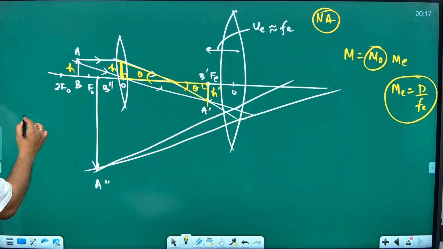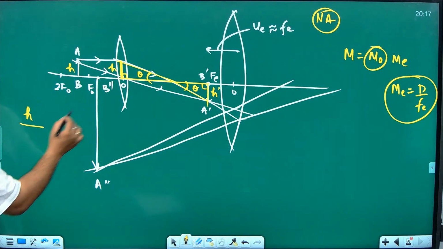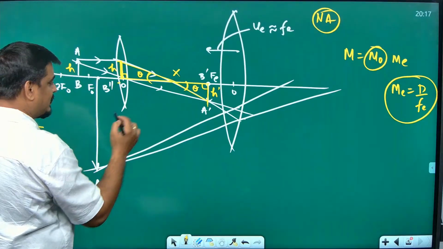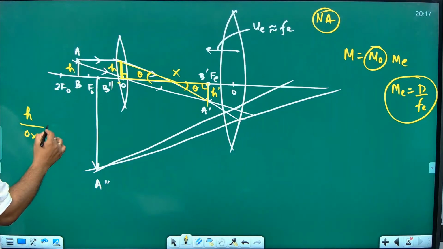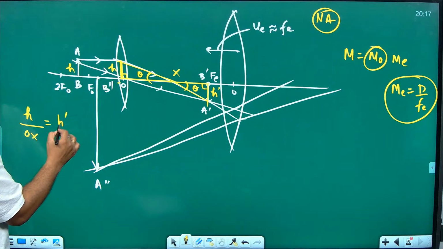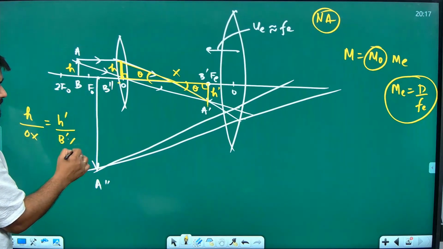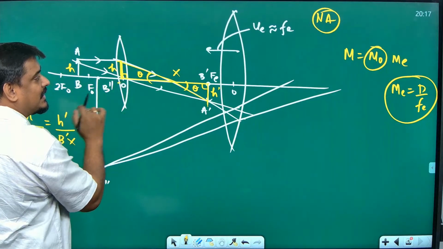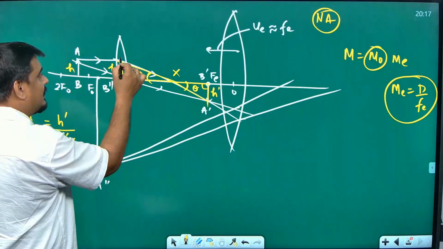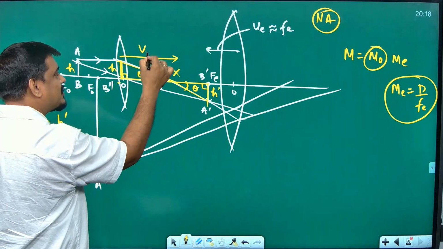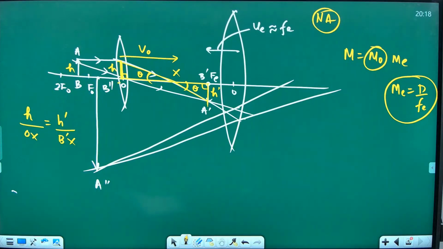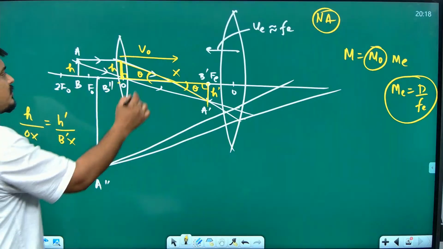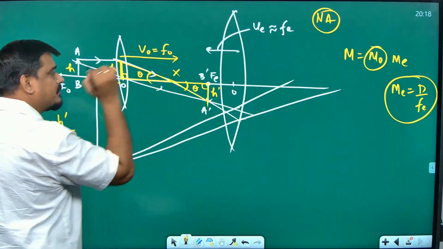So can I say that, let this point be x, h by OX is equal to h dash by b dash x. Actually, b dash only is the point F. That is only the focus also. That is true. Okay. What is this OX? This OX only is the image distance of the objective. Moreover, it is also the focal length of the objective.